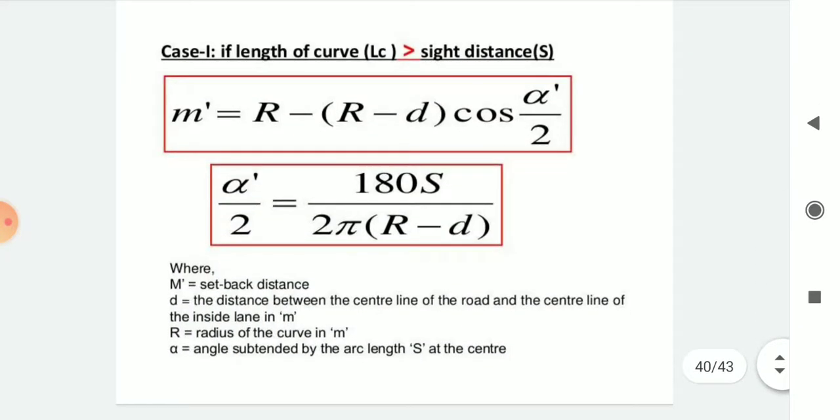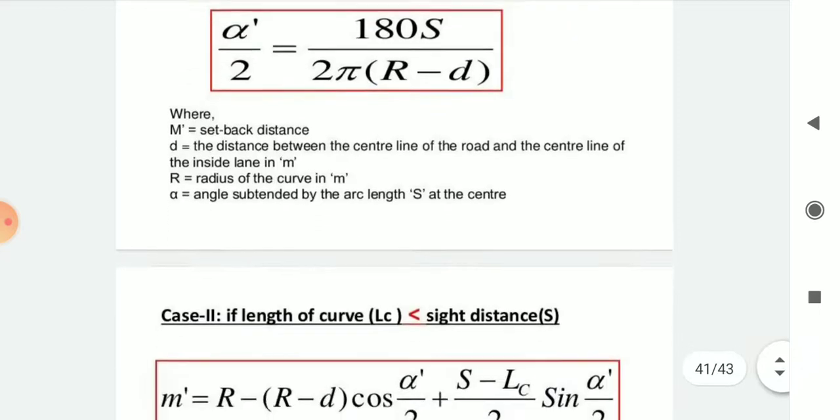In case 1, if the length of curve LC is greater than sight distance S, then we get m' = R − (R − d) cos(alpha'/2). It is modified by another formula, that is, alpha'/2 = 180 S divided by 2 pi (R − d), where m' is the setback distance, d is the distance between the center line of the road and the center line of the inner side lane in meter, R is the radius of the curve in meter, and alpha is the angle subtended by the arc length S at the center.